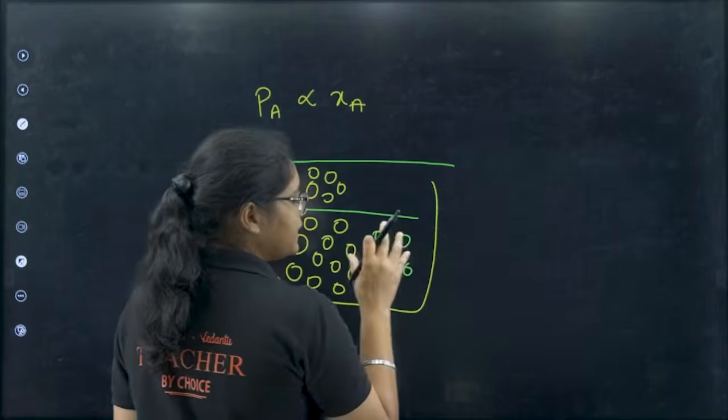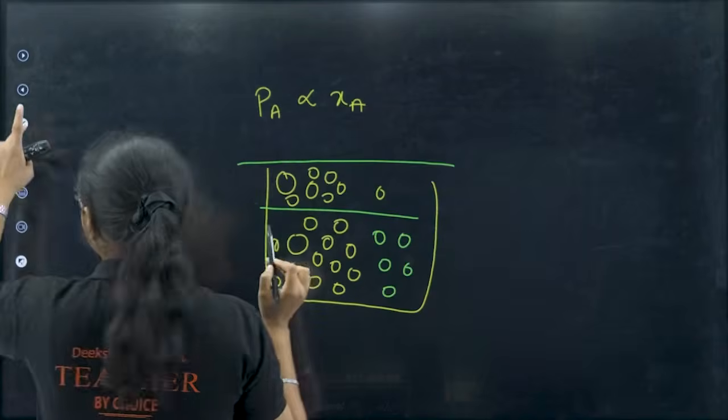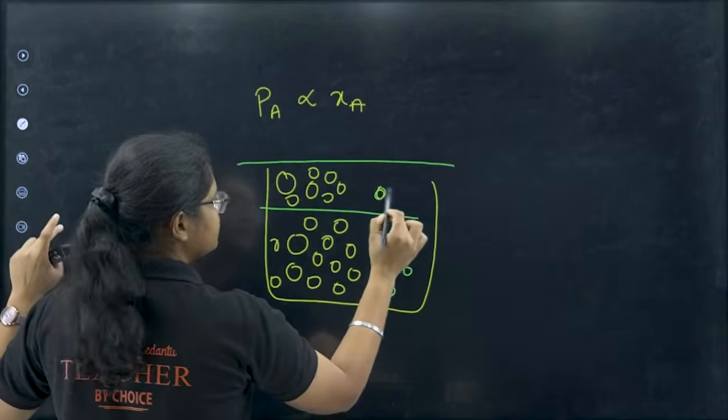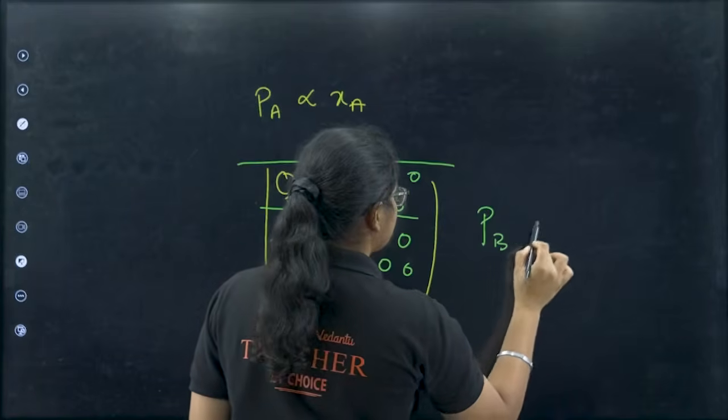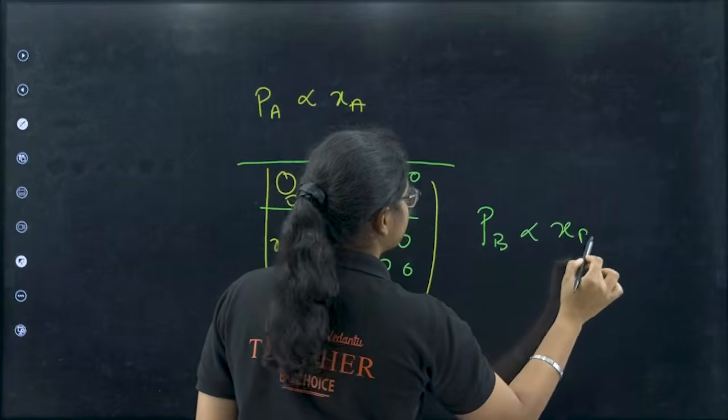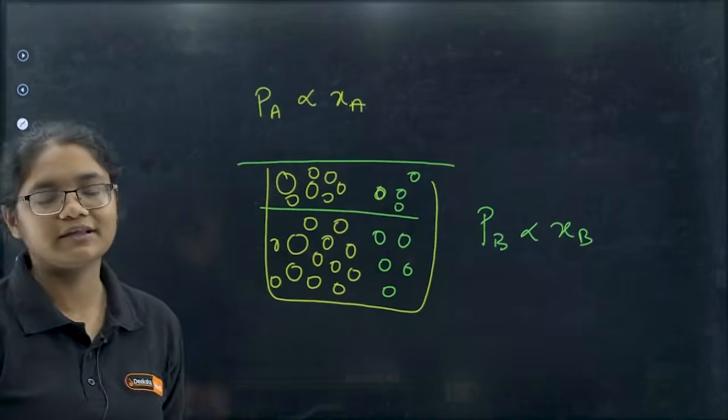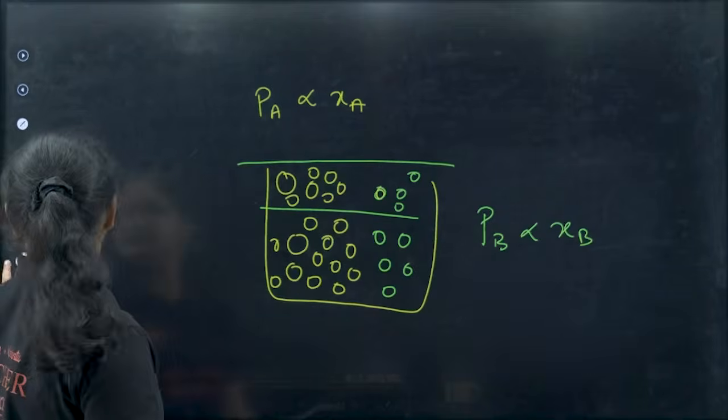Similarly, here since less B is there, less vapors of B will form. So I can say that the pressure of B is proportional to the mole fraction of B. That is what Raoult's law is. Okay, so let's see this in detail.